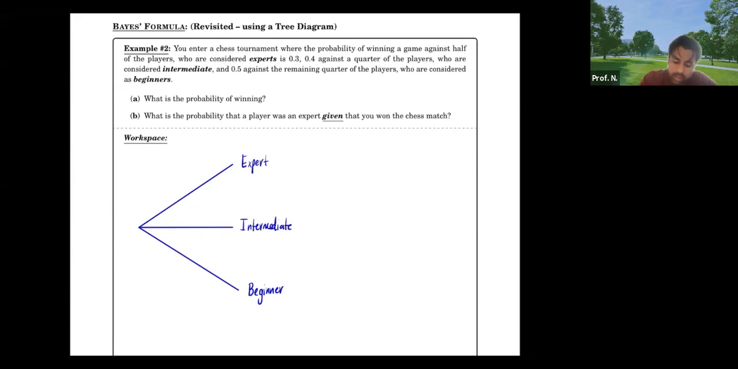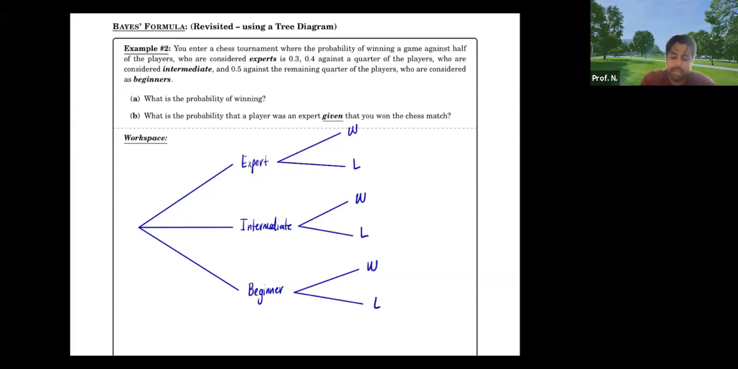Now for each of these events, I either win or lose, right? So I'm going to use W and L for that. So I either win or lose. I either win or lose. I either win or lose.